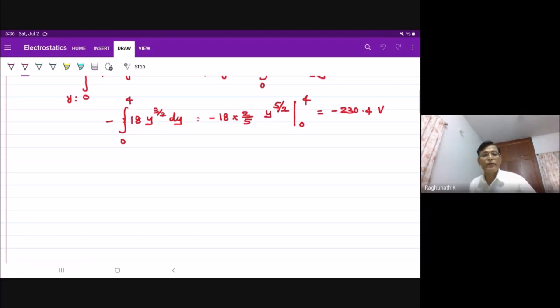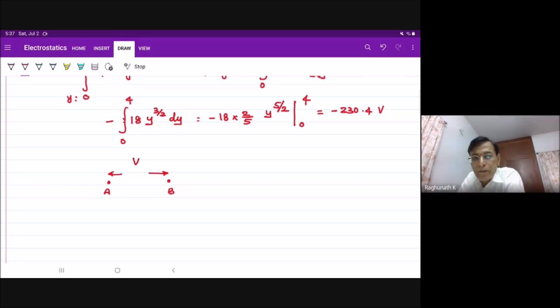Let's check now. Let A and B be 2 points in the field between which there is a potential difference of V volts. V volts of potential difference.